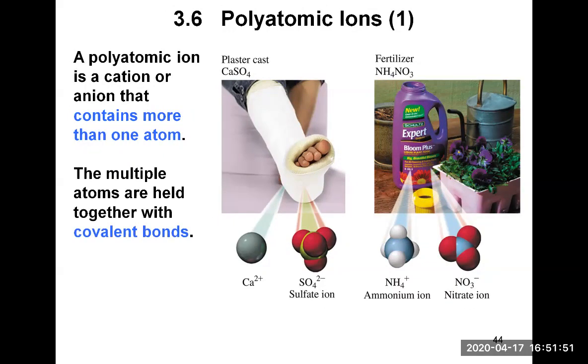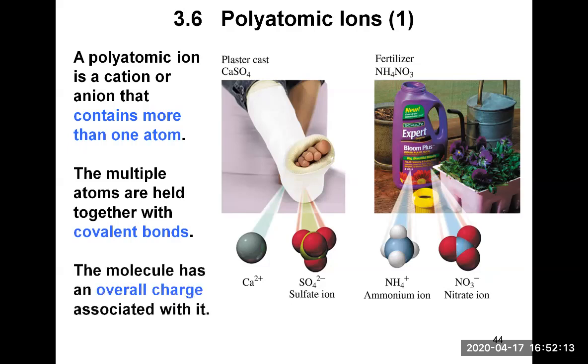And so a polyatomic ion is a cation or an anion that contains more than one atom. The multiple atoms are held together by covalent bonds. So it is very strong bonds that hold the atoms together, and they behave as one ion, they stay as one unit. The molecule has an overall charge associated with it. So that's why they are called ions.